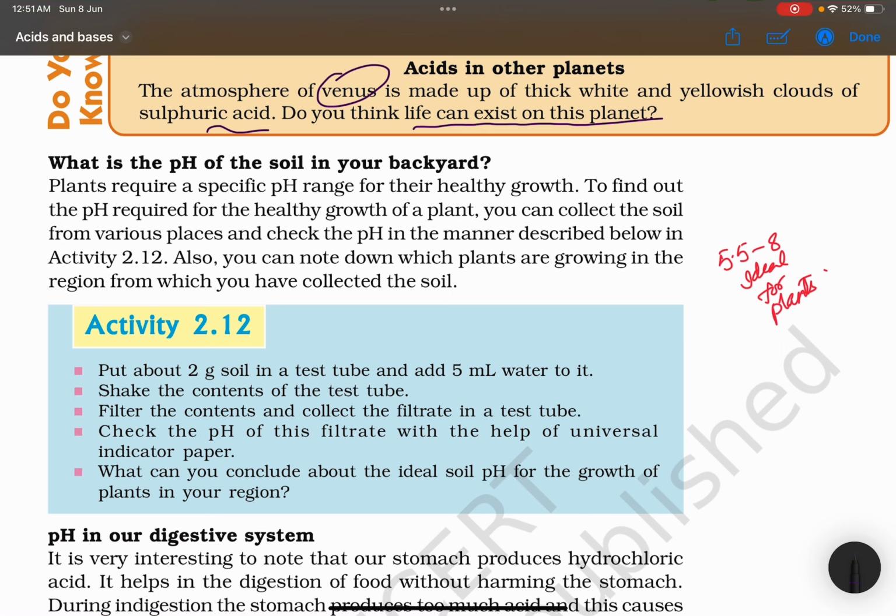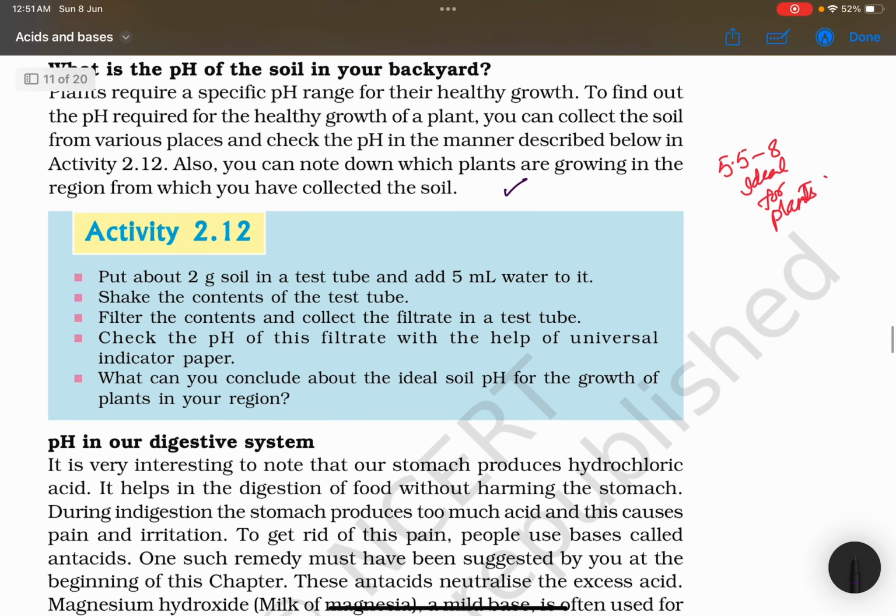What is the pH of the soil in your backyard? Plants require a specific pH range for their healthy growth. To find out the pH required for the healthy growth of a plant, you can collect the soil from various places and check the pH in the manner described below. In activity 2.12, also you can note down which plants are growing in the region from which you have collected the soil. Put about 2 grams of soil in the test tube and add 5 ml water to it. Shake the contents of the test tube, filter the contents and collect the filtrate in a test tube. Check the pH of this filtrate with the help of universal indicator paper.